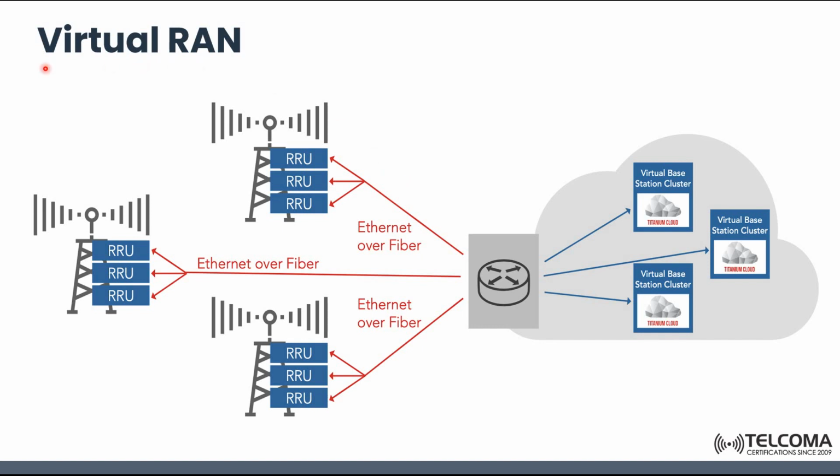Here we are coming to the virtual RAN, where the remote radio units are connected to a particular central office, and that central office, or we can say the overall cluster of virtual base station clusters, is located at the cloud. So here we have shown the cloud where there are base station clusters, virtual base station clusters. These are all coordinating with each other. This is a very dynamic approach to implement the RAN.